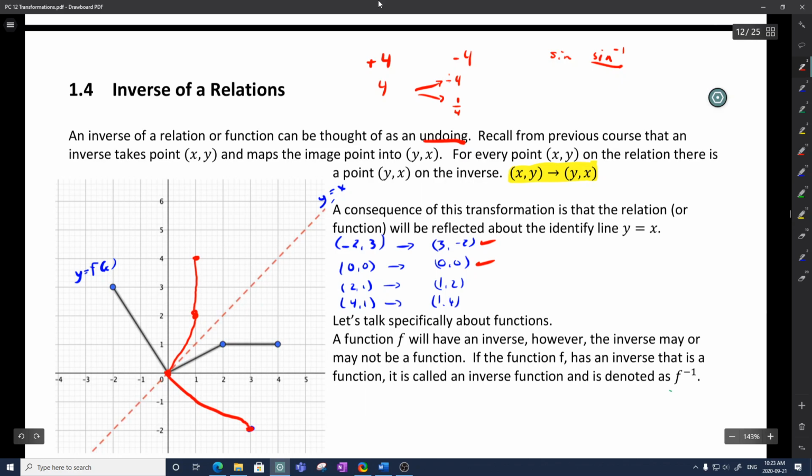And what we can see is that the red graph is not a function, but the red graph is an inverse. So let's talk specifically about functions. Now, this is going to get wordy. It seems like I'm going to talk in circles, but I think it's pretty good. A function f will have an inverse, like this. However, the inverse may not be a function, again like this. If f has an inverse that is a function, it is declared an inverse function. And then you can use the notation f inverse, or f to the power of negative 1.